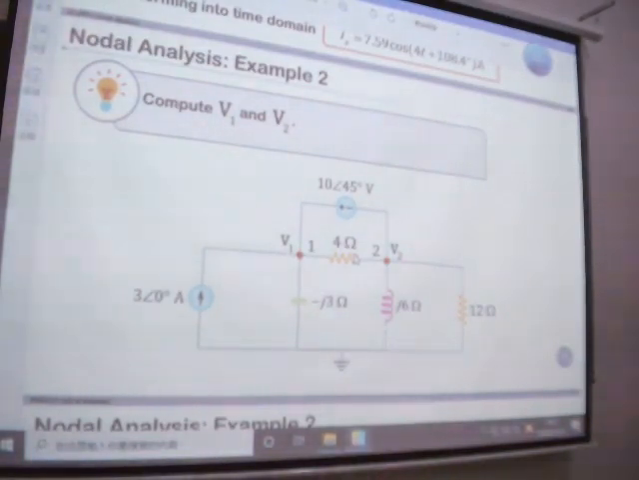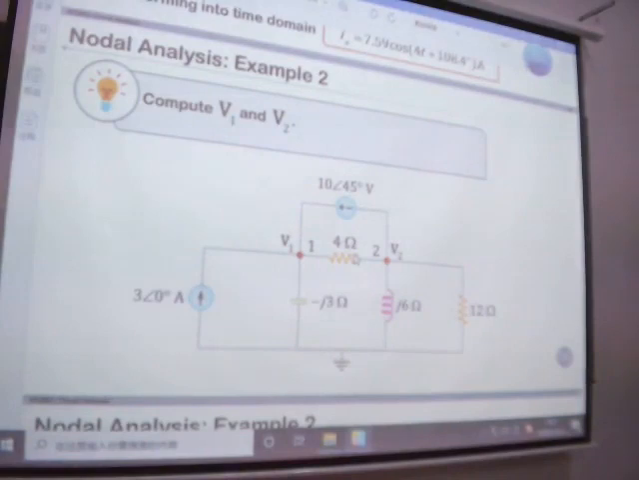Impedance. No, admittance. Yes, self-admittance. Okay? Self-admittance. And then we also have mutual admittance. For mutual admittance, we are going to see the circuit elements connected between node 1 and node 2. What's that? 1 over 4. It's 4, so it's minus 1 over 4. Right? It's minus 1 over 4, because the mutual one is negative.